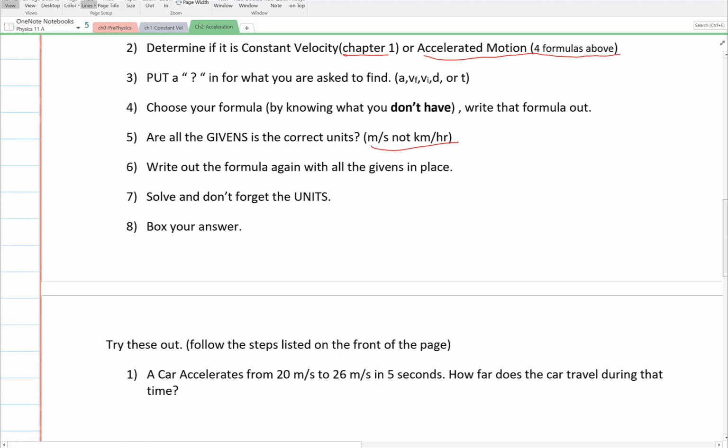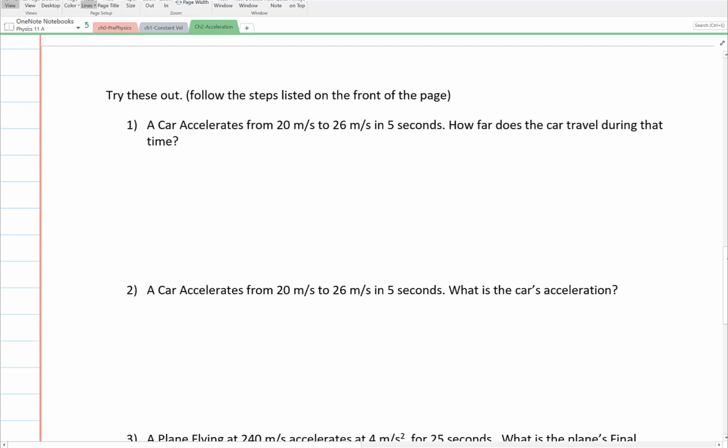Let's turn over and try it. A car accelerates from 20 meters per second to 26 meters per second in 5 seconds. How far does the car travel in that time? Okay, so it's going from, to, and we have a time. So the givens are: initial speed is 20 meters per second. Make sure you put the units down at this point. Vf is equal to 26 meters per second. And time is equal to 5. And it's asked for how far does it travel.